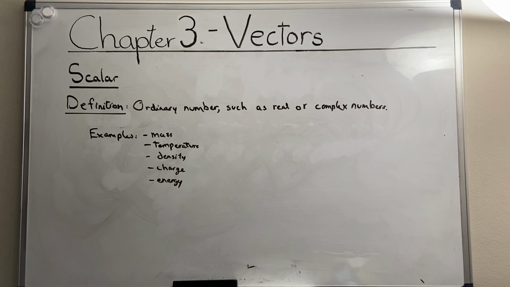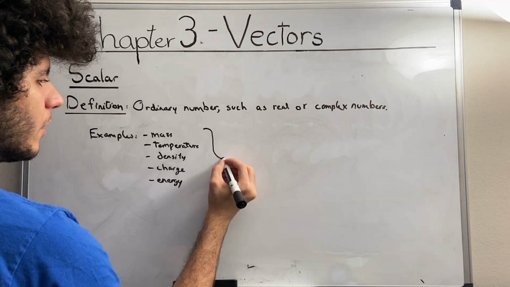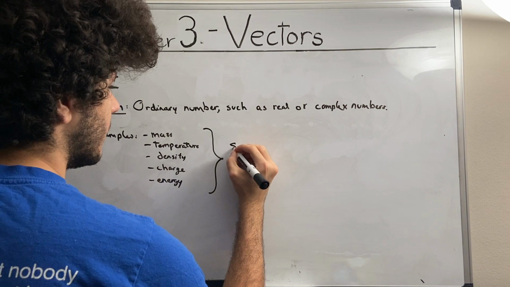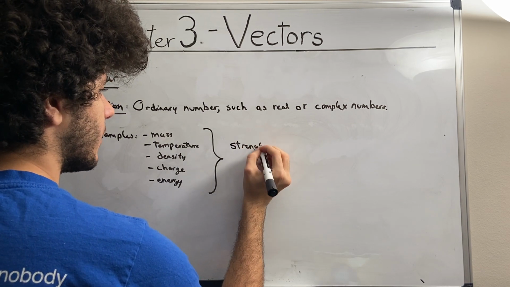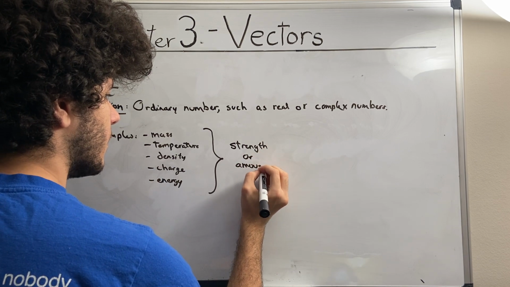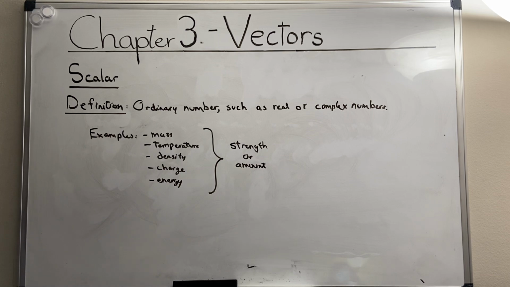And usually scalars are used, at least in these situations, as the strength or the amount of each quantity. So I'm just going to write strength or quantity or amount. So like mass, there's a certain amount of mass. We're going to give it a number to let us know how much there is. Temperature, same thing. And that's pretty much it.